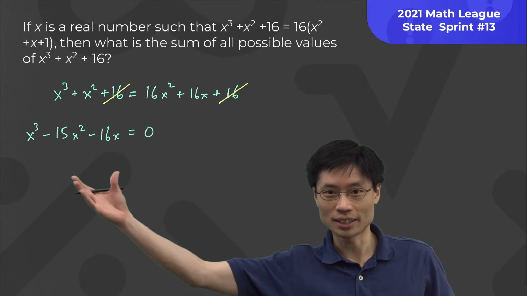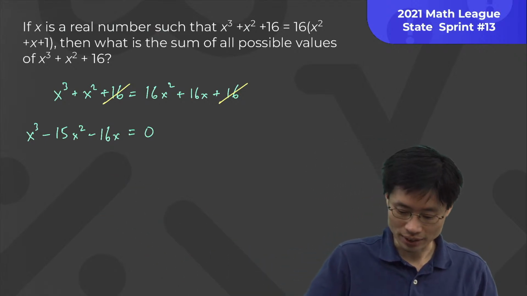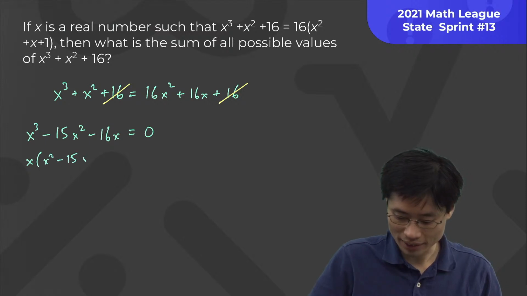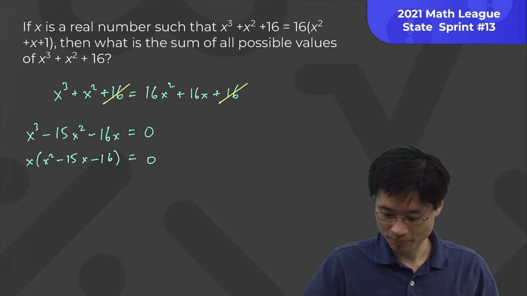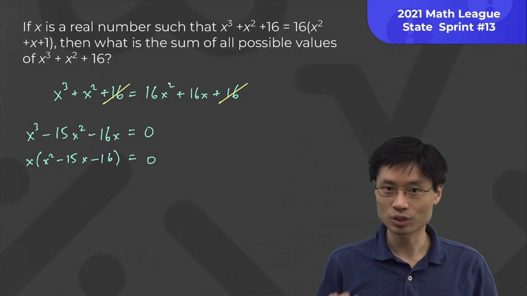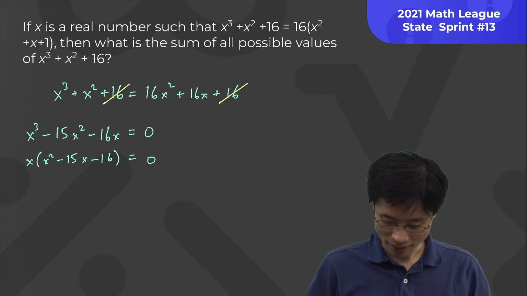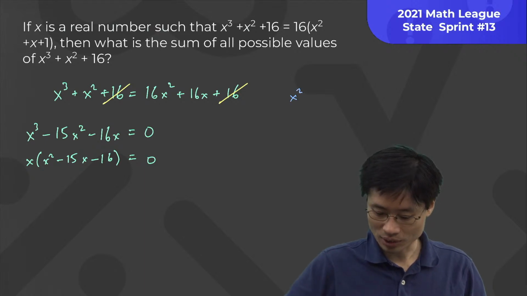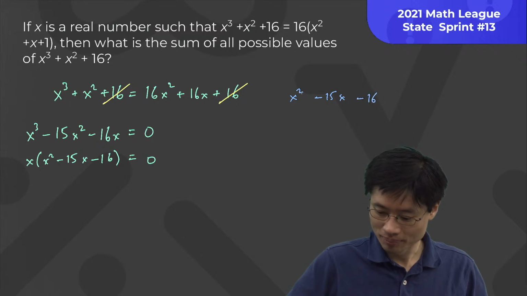But now let's see. If I take this out, then I could factor it as x times (x squared minus 15x minus 16) equals 0. Okay. Now this one actually factors also. x squared minus 15x minus 16. Maybe some of you can see that already, but I'll just do it slowly.